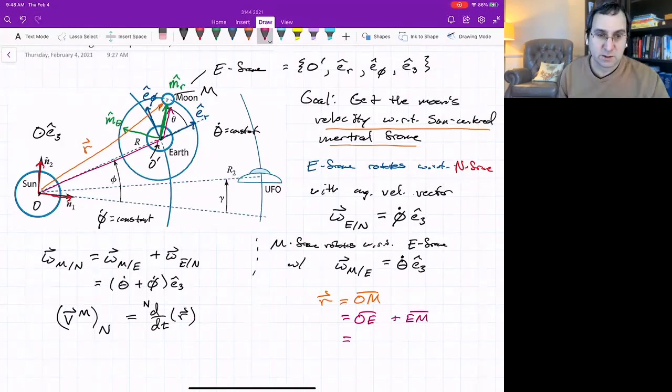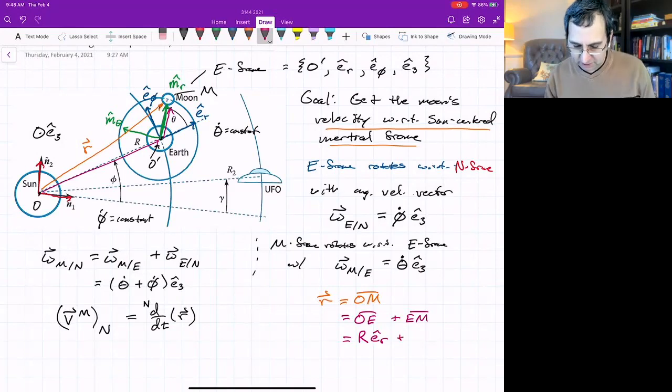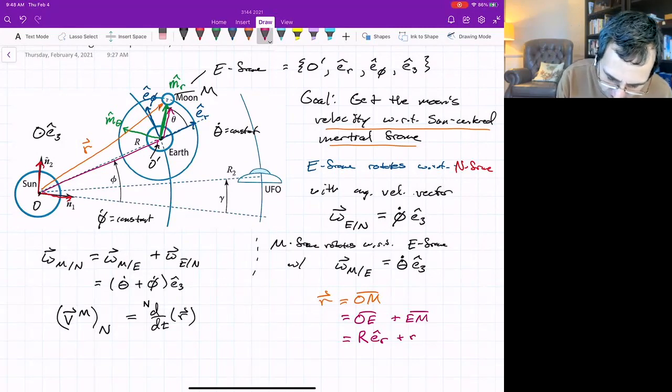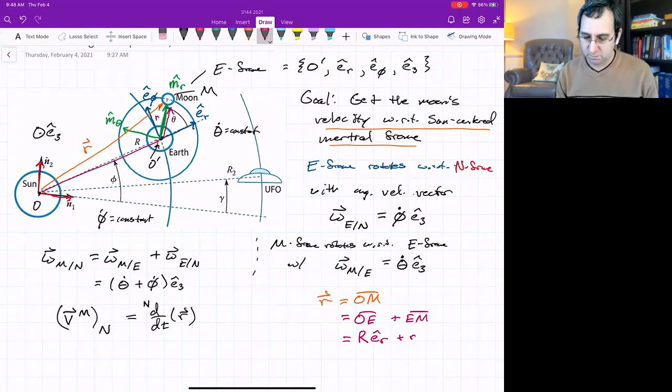And given the unit vectors we have, I could write this as big R. So from the O to the Earth, so from the sun to the Earth, the problem tells us that's a distance R, and it's in this ER direction that's attached to the E frame. Plus, what about from E to M? That is a distance little r in the direction from the Earth to the moon, which is MR.